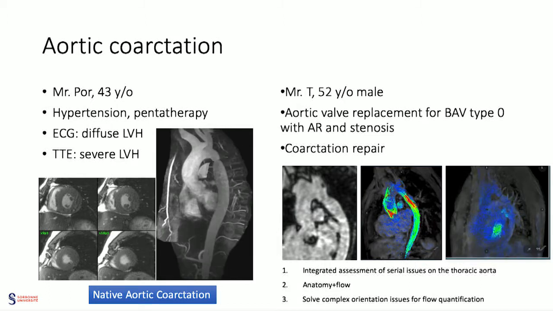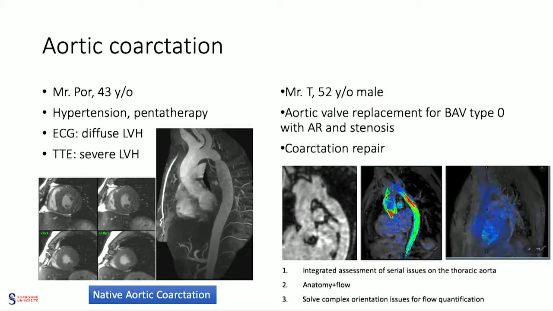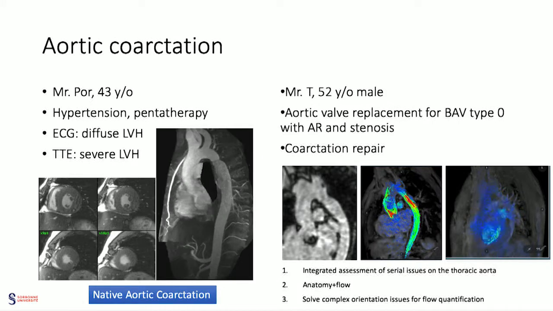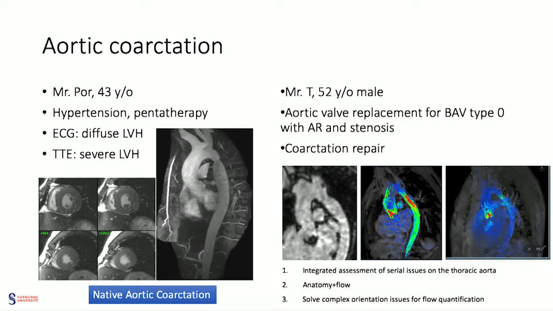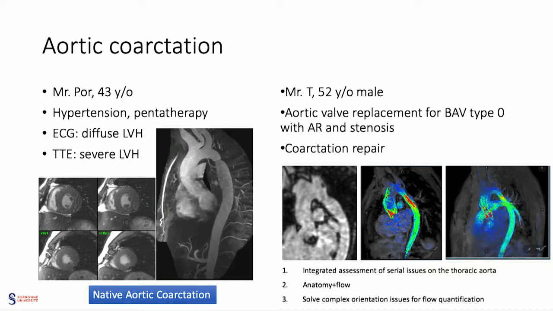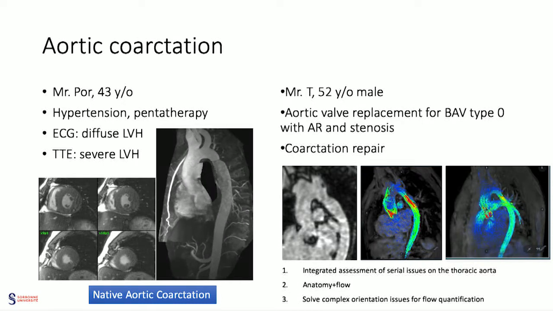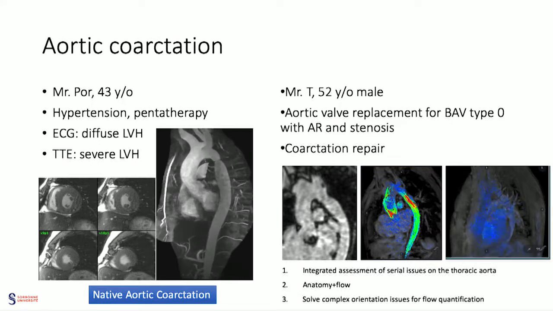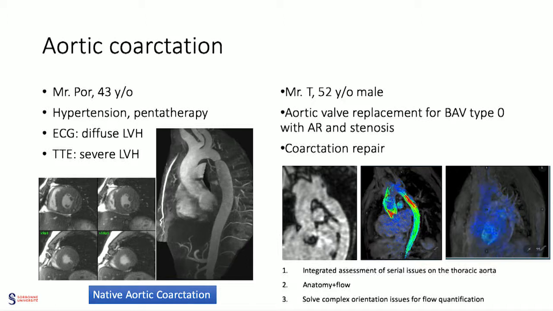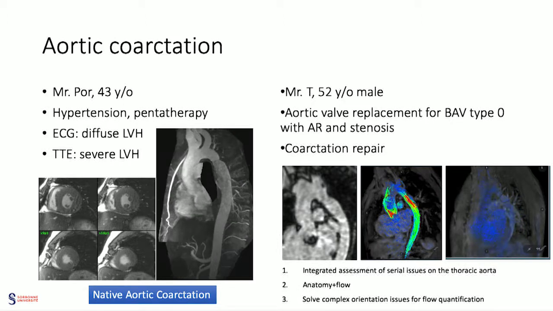This is a 43-year-old male who had hypertension with pentatherapy and had to wait until this age to actually, with this hypertrophy, be identified as having a native coarctation. This is another example of a 52-year-old male who had aortic valve replacement and had two questions asked. He also had coarctation repair. So two questions: how's the coarctation doing, and how is the valve doing?